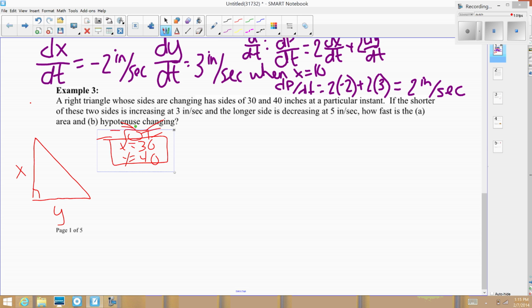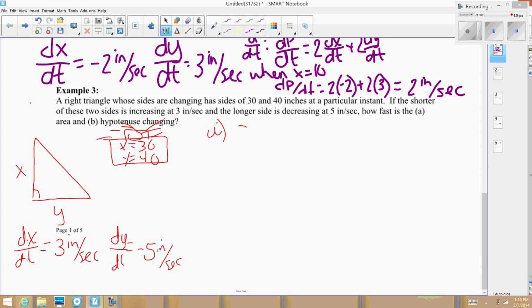A right triangle whose sides are changing. If the shorter of the two sides, so that'll be my X, is increasing at a rate of 3 inches per second, and the longer side is decreasing at a rate of 5 inches per second, how fast is the area changing? All right. So we're looking for dA dt.